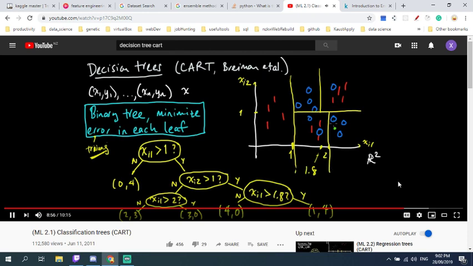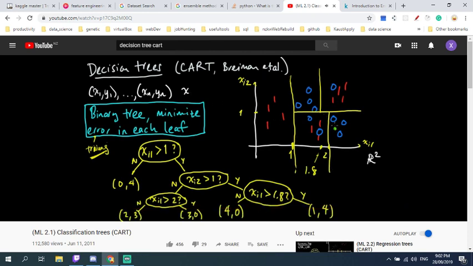So this new point, they say this is our x. So we come down here and we say, okay, it's greater than 1. So the first split tells us to go down this path. So we go down here.